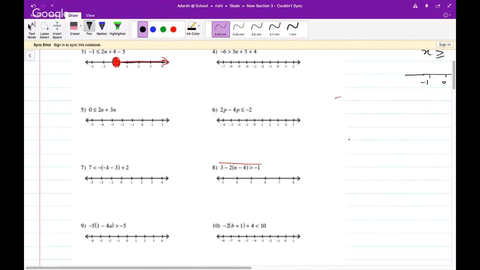So you have 3 minus 2 into bracket n minus 4, which is greater than minus 1. First simplify this bracket: 3 minus 2n plus 8 greater than minus 1. Now minus 2n, 3 plus 8 is 11, greater than minus 1, so minus 2n is greater than minus 1 minus 11.